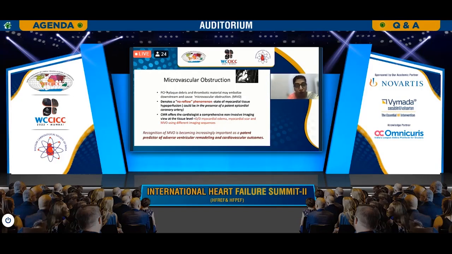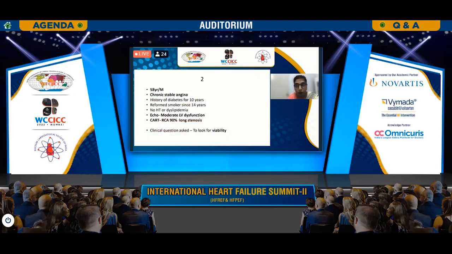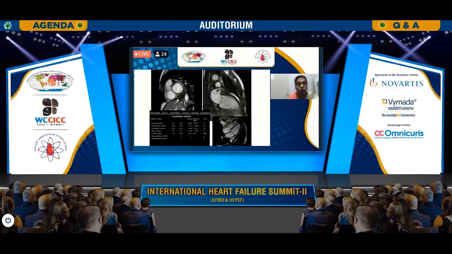And MR is a very good investigation for picking up microvascular obstruction. Case 2 was a 58-year-old male patient who had chronic stable angina with moderate LV dysfunction, and RCA had 90% stenosis. And there was, like I said, dysfunction of the LV. So for the viability, the patient was sent for cardiac MR.